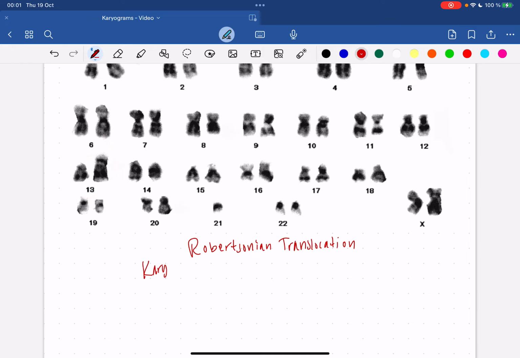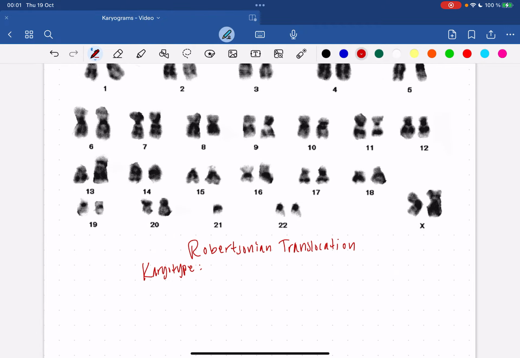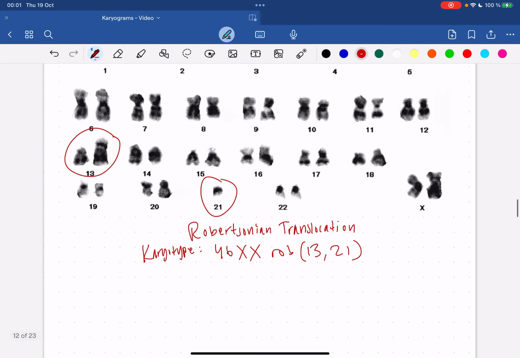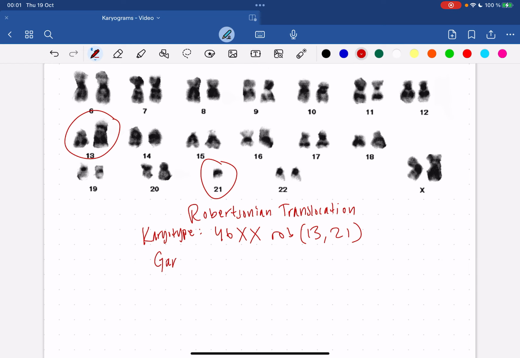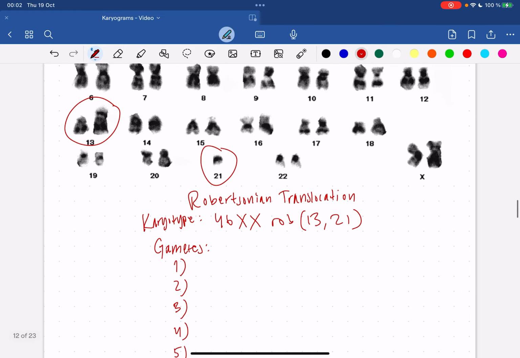So the karyotype would be 46XX, right? Because 2 X's. And then Robertsonian on number 13 and 21. So 13, 21. Okay, now gametes. There are 6 in total, like I said. 1, 2, 3, 4, 5, 6. 6 in total.